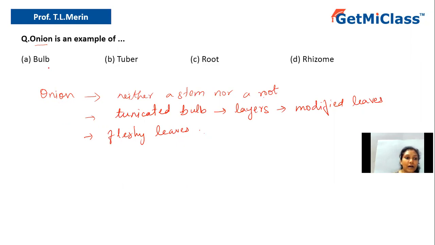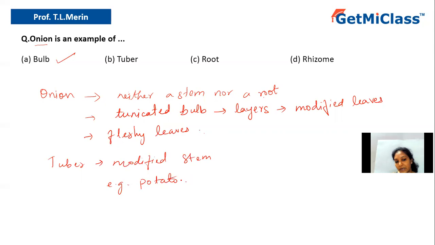Now let us look at the options. Option A says bulb. So what do you think? Is it correct? Yes, option A is bulb. Option B says tuber. So what do you mean by tuber? Tuber is a modified stem.